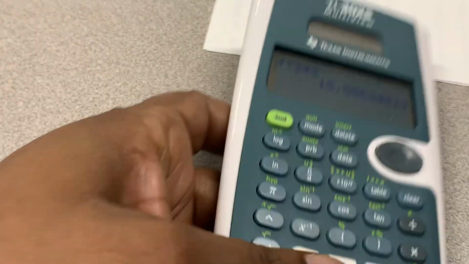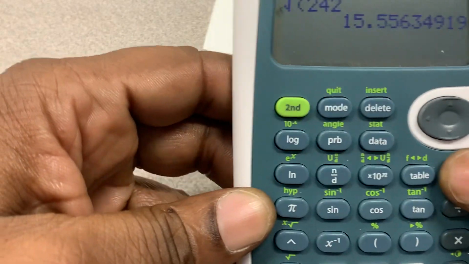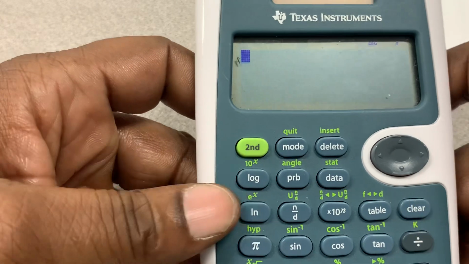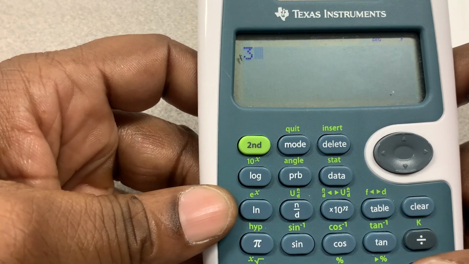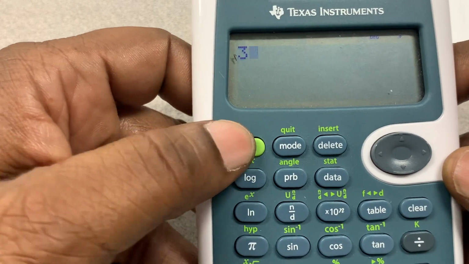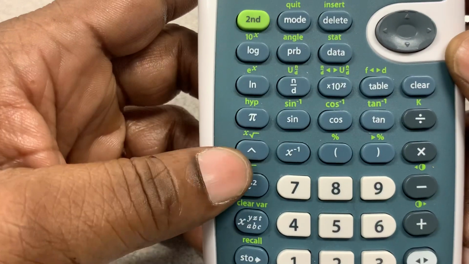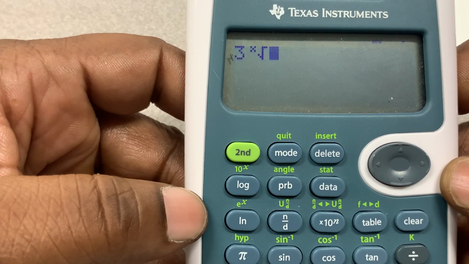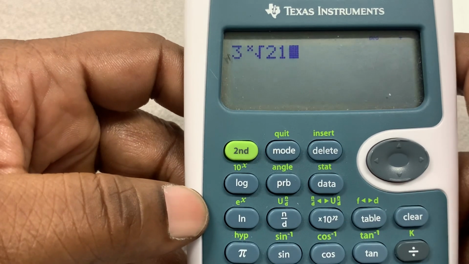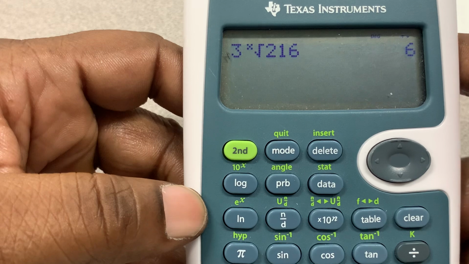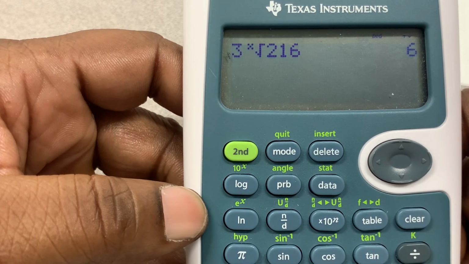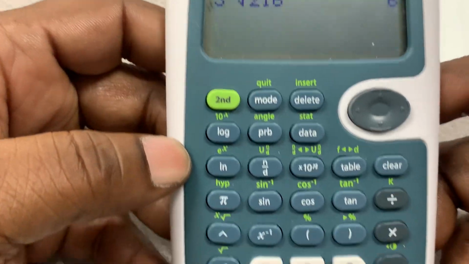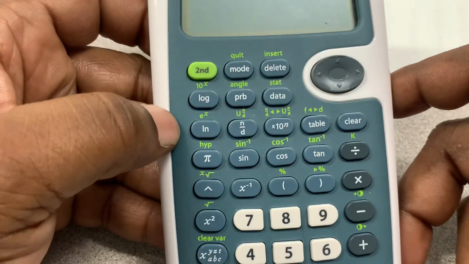So now what we're gonna do is clear this first. Now I'm gonna press second. Oh, first, don't forget, we gotta press the 3 first. Always press the power, whatever it is, first. Then I'm gonna press second, and remember, I'm gonna hit this button. And now look at that. You see how it gets small like that? Now I can put my 216 in, and look, it gives me my answer, 6. Because 6 times 6 times 6 gives me 216, all right? So try to get familiar with this HiSET calculator.